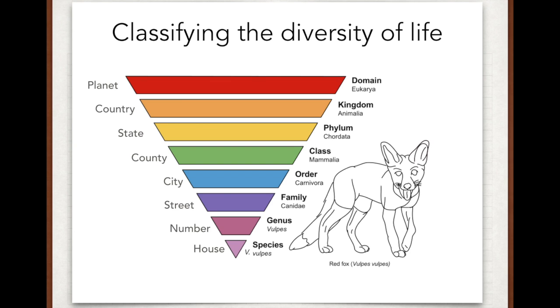The more you zoom in from the planet level to the house level, the more exclusive you become. There are fewer species of foxes than there are genera, or groups of more than one genus, in the family of canids or dogs. So a family can't belong to more than one order or class or phylum, just like an organism can't belong to more than one species. If you are of a certain species, that's it. That's the species you belong to.